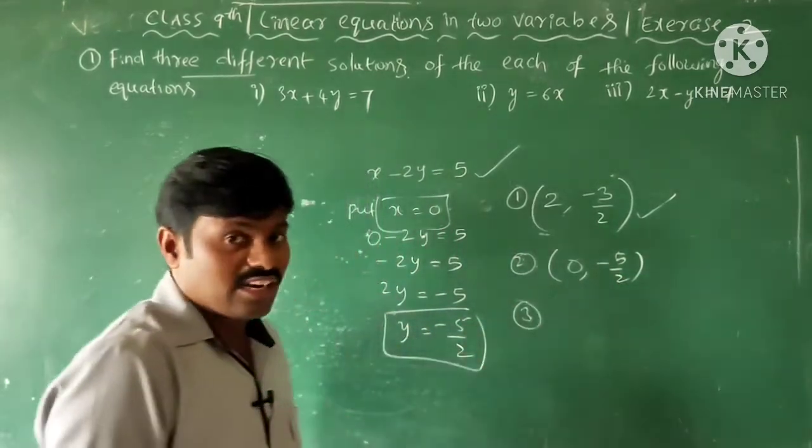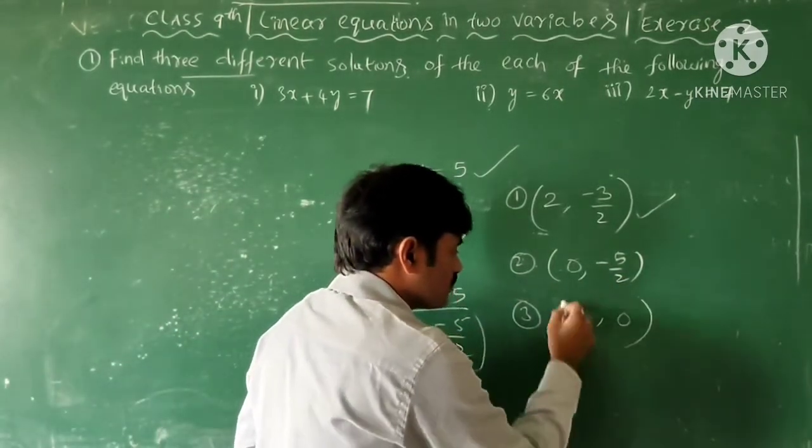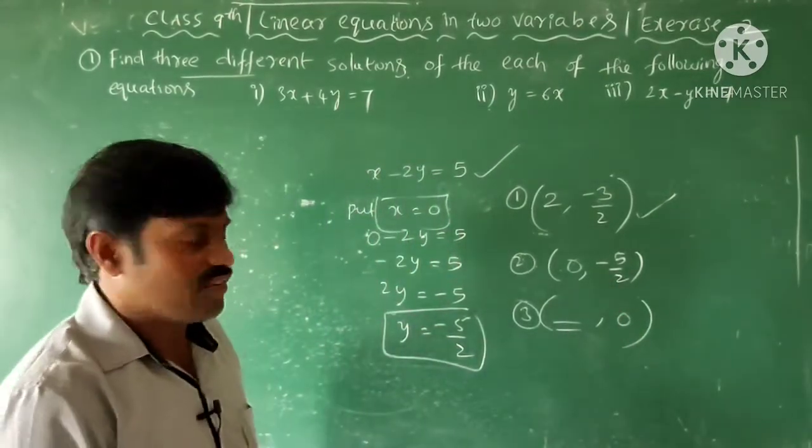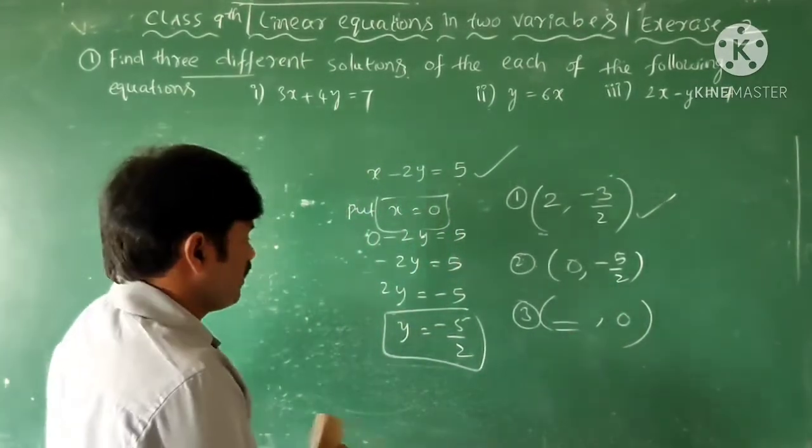And then what I said, now take y value 0, find out the value of x, try for x. Okay, clear?